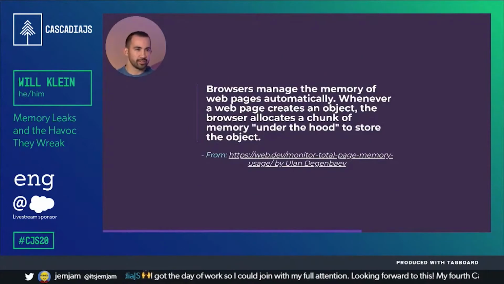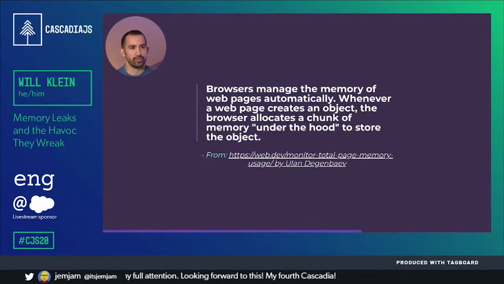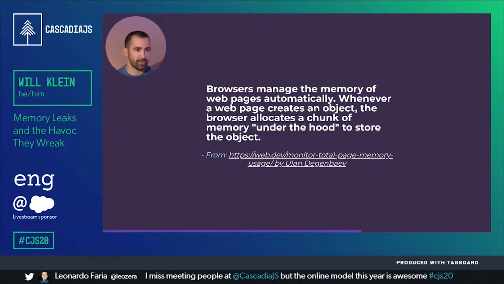I found the most excellent description that I think summarizes everything really well. I'm just going to read the words of Ulan, who works on V8 at Google. Browsers manage the memory of web pages automatically. Whenever a web page creates an object, the browser allocates a chunk of memory under the hood to store the object.